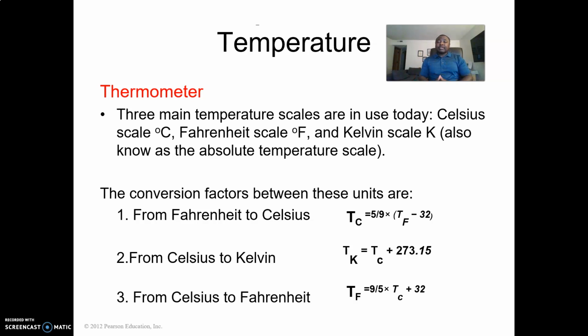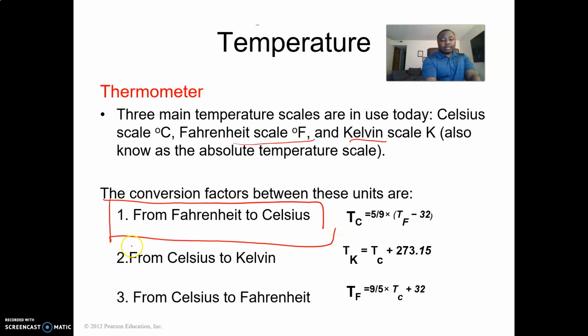Because of these three different units, we have different scales by which we can measure temperature nowadays. So we have the Celsius scale, the Fahrenheit scale, and the Kelvin scale, also known as the absolute temperature scale. In the United States, the scale that is mostly used is degree Fahrenheit. In most other countries in the world, it's actually degrees Celsius that is used.